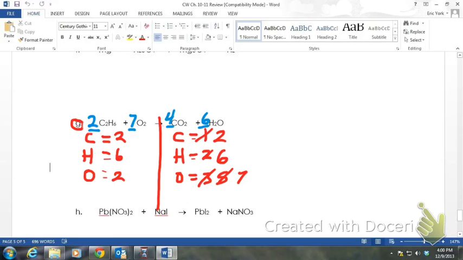If you double check our atoms, we now have 2 carbons on each side. Actually, we have 4 carbons on each side. We now have 12 hydrogens on each side. And last, we have 14 oxygens on each side. So now our equation is balanced.